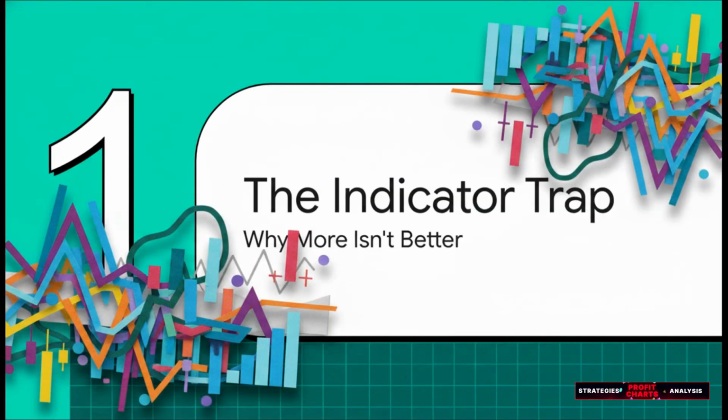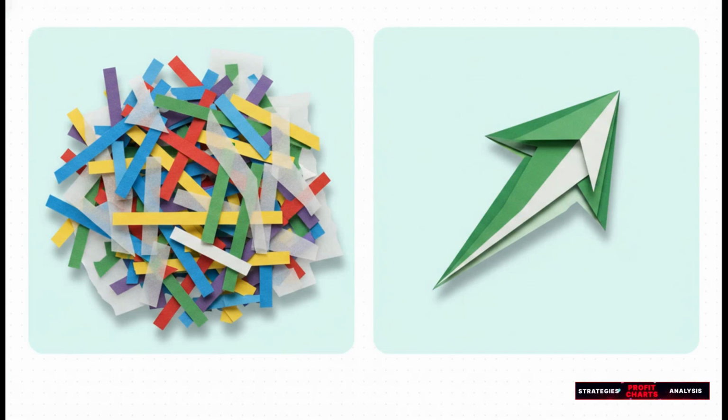The indicator trap, why more isn't better. Seriously, so many beginner and even intermediate retail traders fall into this painful trap. You slap on an RSI, maybe a MACD, toss in 3 moving averages for good measure, and suddenly your chart looks like a bowl of spaghetti. You can barely even see the actual price.